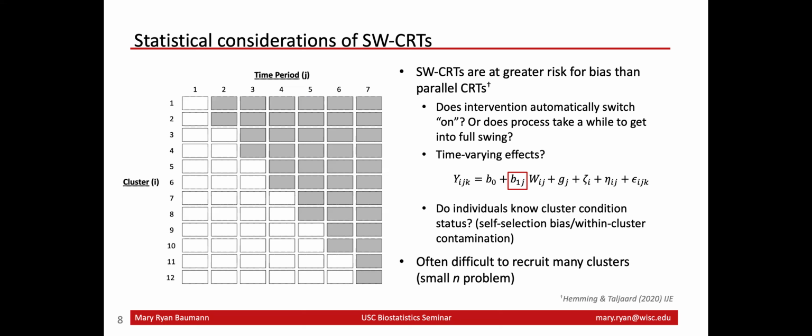You also need to be thinking about questions of within cluster contamination or self-selection bias if individuals know the condition status of a cluster. So if you have individuals going to clinics and they know that a clinic is about to introduce new services as a part of this trial, maybe they'll think of postponing their appointment for another month to be able to receive those services rather than making it now. So we're trying to work out ways to prevent some of that contamination from going on.